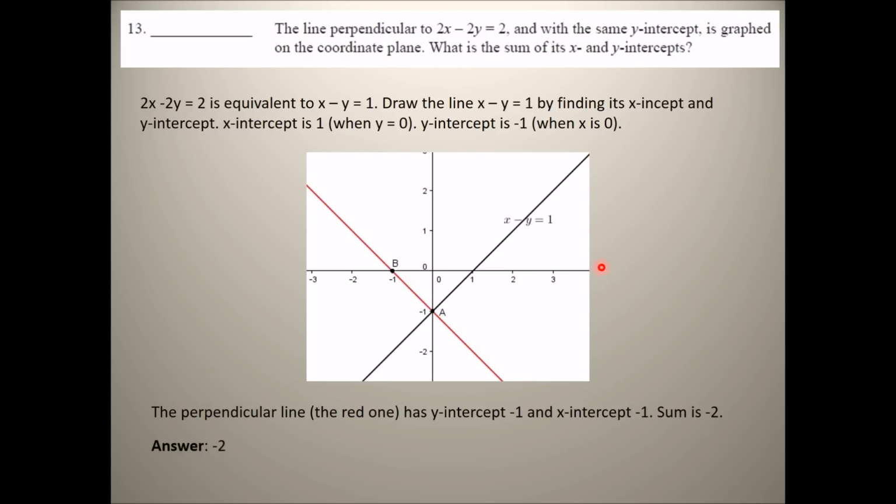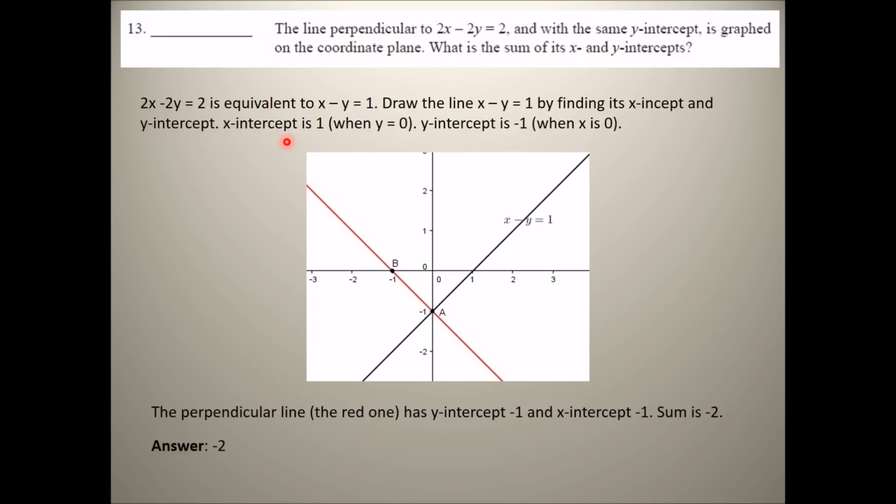Now, number 13. The line perpendicular to 2x minus 2y equals 2, and with the same y-intercept is graphed on the coordinate plane. What is the sum of its x and y intercepts? There are two ways to answer this question. The first way is to graph it out. As you can see, here's a graph. 2x minus 2y equals 2 is equivalent to x minus y equals 1, and you draw the line x minus y equals 1 by finding its x-intercept and y-intercept.